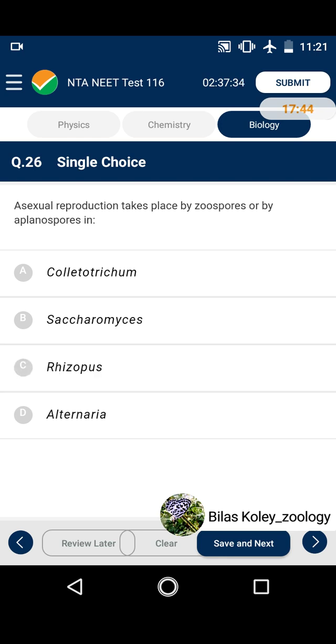Question number 26. Asexual reproduction takes place by zoospores or by conidia in, and the options are Albugo, Saccharomyces, Rhizopus, Alternaria. In these questions, the right option will be Rhizopus.